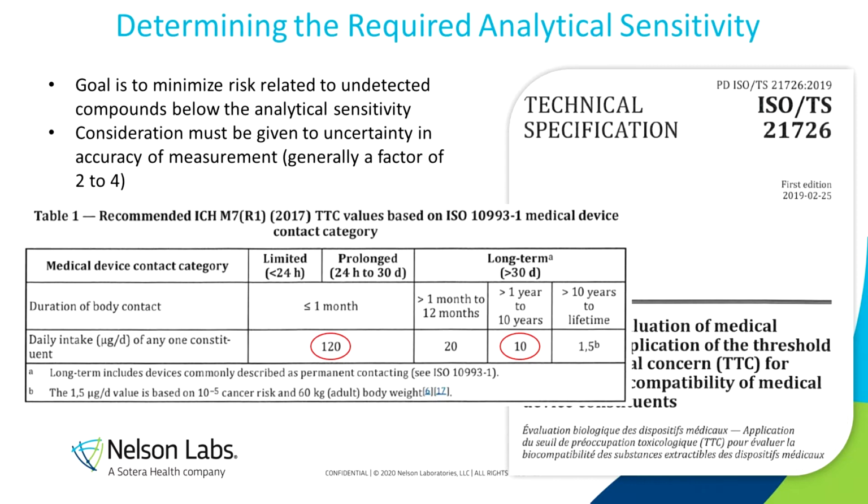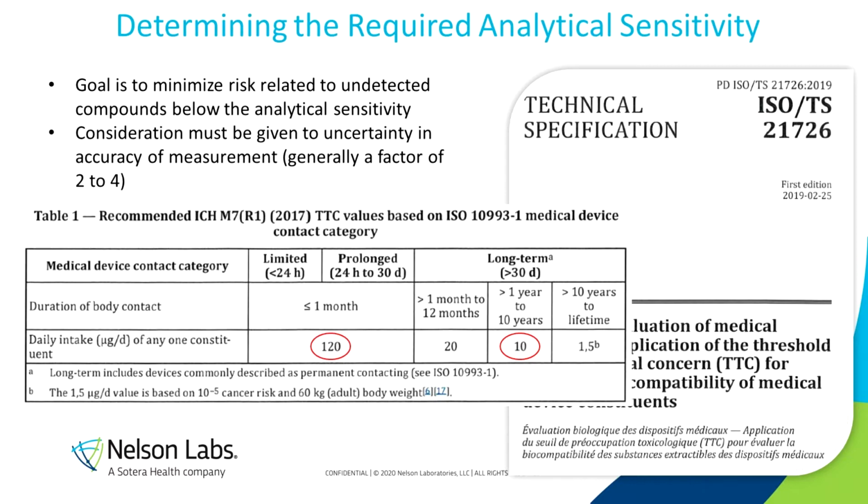The amount that's acceptable as a threshold of toxicological concern depends on the duration of exposure. So for exposures that are less than 30 days, an amount of 120 micrograms per day is deemed to be acceptable. For longer durations, you can see that number trails down from 20 to 10, and then finally 1.5 micrograms per day for exposures that exceed 10 years to a lifetime.